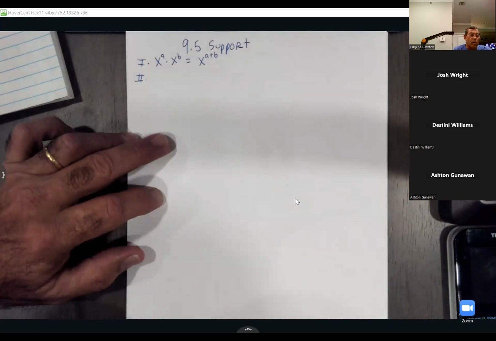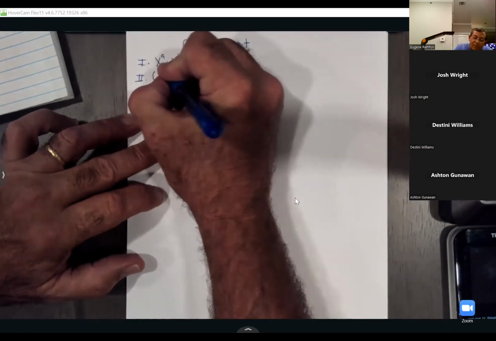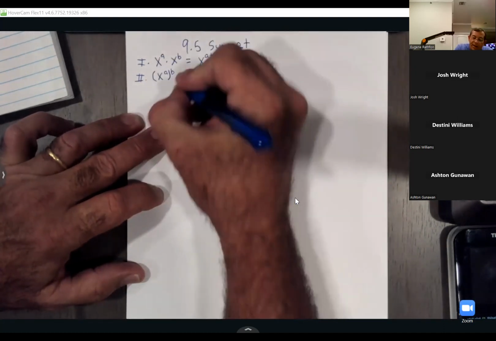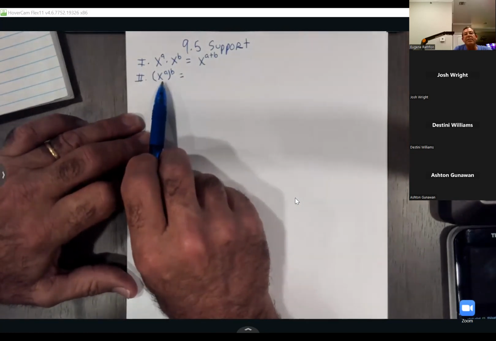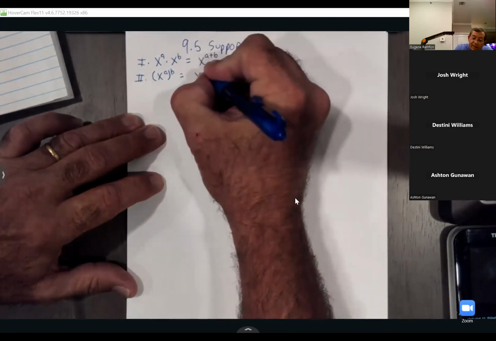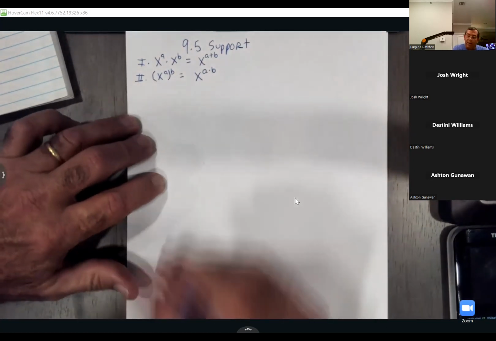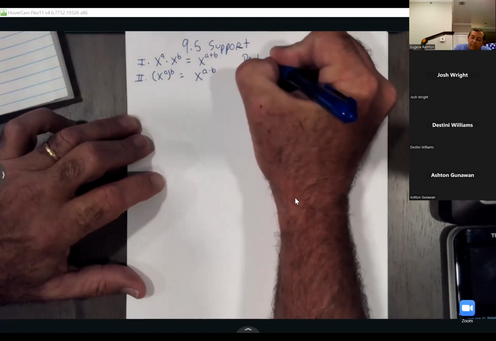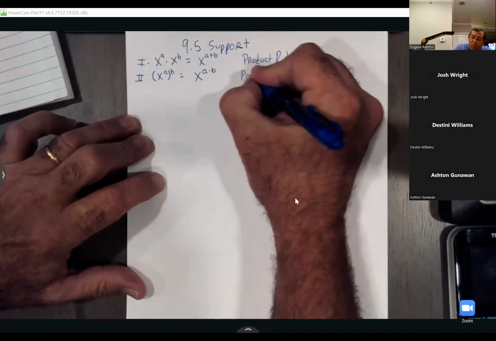Second rule is what we call the power rule. It's when you got a variable with an exponent inside parentheses raised to another exponent. Well, in this case, you would multiply the exponents so that this would equal x to the a times b. So y'all, like I said, this first one is called the product rule. Second one here is called the power rule.